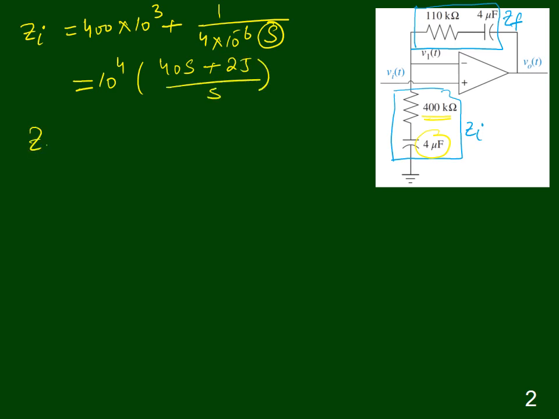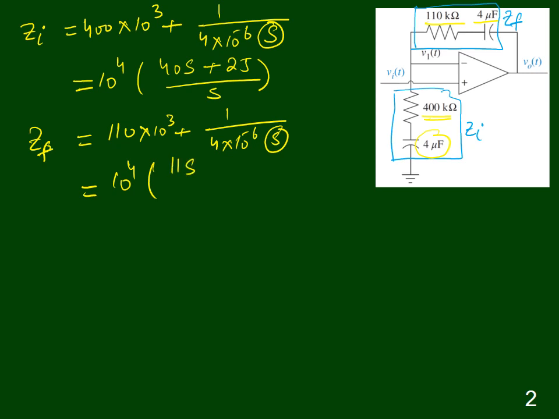Similarly, the feedback impedance Zf is equal to 110 into 10 to the power 3 plus 1 over 4 into 10 to the power minus 6 and the Laplace variable s, this is for this 4 microfarad. Then simplifying this will be 10 to the power 4 into (11s plus 25) upon s.